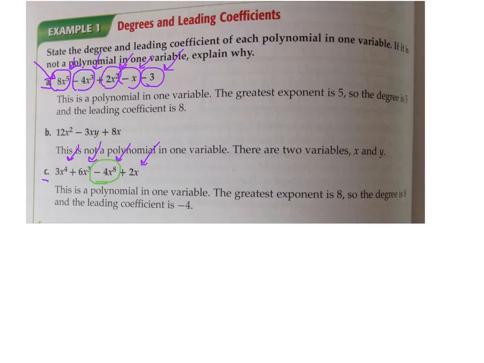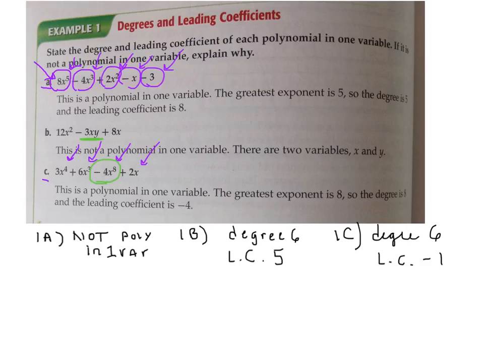For B, it is not a polynomial in one variable because the middle term has both x and y. That's all I have to say about that. So please pause the video and do the check your progress.